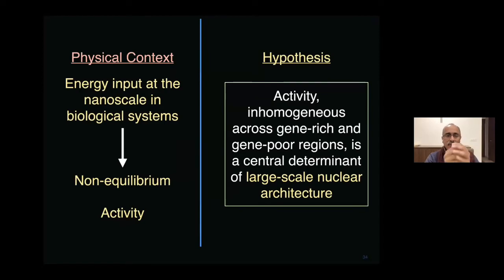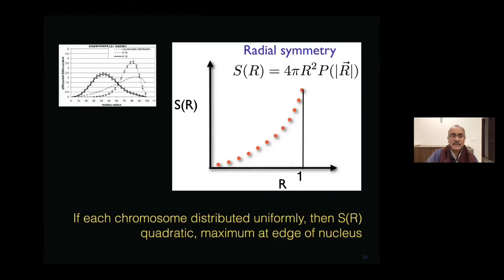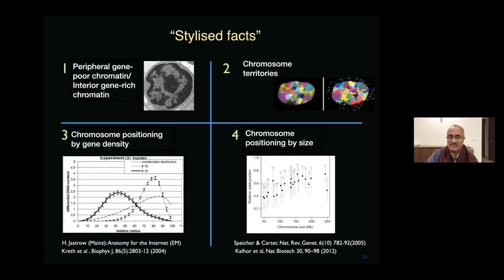So let's go from the physical context, which is energy input happens at the nanoscale. This corresponds to non-equilibrium. We'll call it activity. And now we'll come to a hypothesis. The hypothesis is that it's activity, which is inhomogeneous across gene-rich and gene-poor regions, which determines all of these features. By all of these features, I mean these stylized facts that I listed: the formation of chromosome territories, the preferential location of one chromosome versus another, the peripheral versus interior chromatin, etc., chromosome positioning by size.